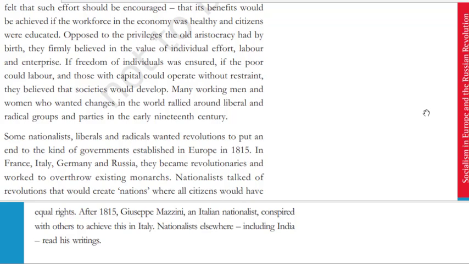Many working men and women who wanted changes in the world rallied around liberal and radical groups and parties in the early 19th century. Some nationalists, liberals and radicals wanted revolutions to put an end to the kind of governments established in Europe in 1815. In France, Italy, Germany and Russia, they became revolutionaries and worked to overthrow existing monarchs. Nationalists talked of revolutions that would create nations where all citizens would have equal rights. After 1815, Giuseppe Mazzini, an Italian nationalist, conspired with others to achieve this in Italy. Nationalists elsewhere, including India, read his writings.